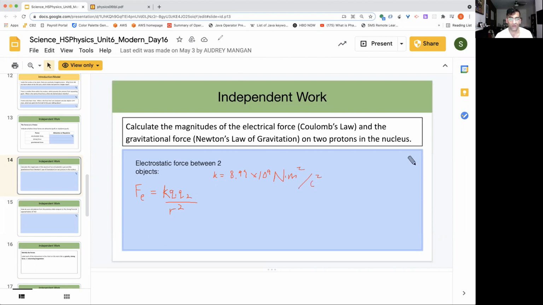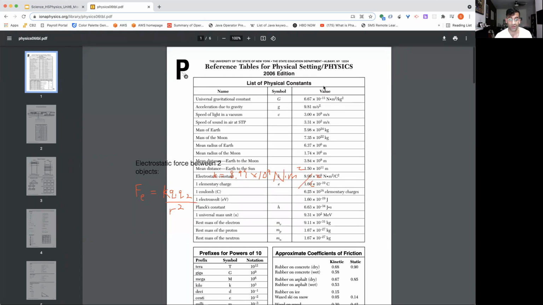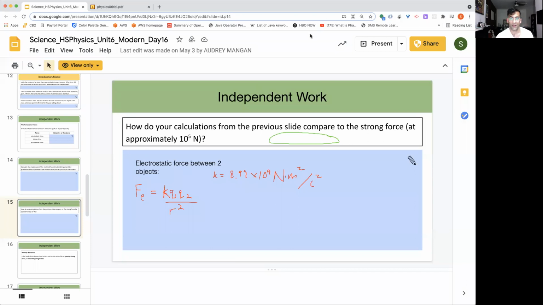Now we also need the charge of a proton. The charge of a proton is going to be 1.67 times 10 to the negative 27th kilograms. Oops, I'm sorry, that's the mass of the proton, which we're going to use in our following calculation. The charge of a proton is actually going to be equal to 1 elementary charge, which, as we can see right here, is 1.6 times 10 to the negative 19th coulombs. And it's going to be positive because protons are positively charged. So if I go back here, I could say that Q1 and Q2 are both equal to 1.6 times 10 to the negative 19th coulombs.